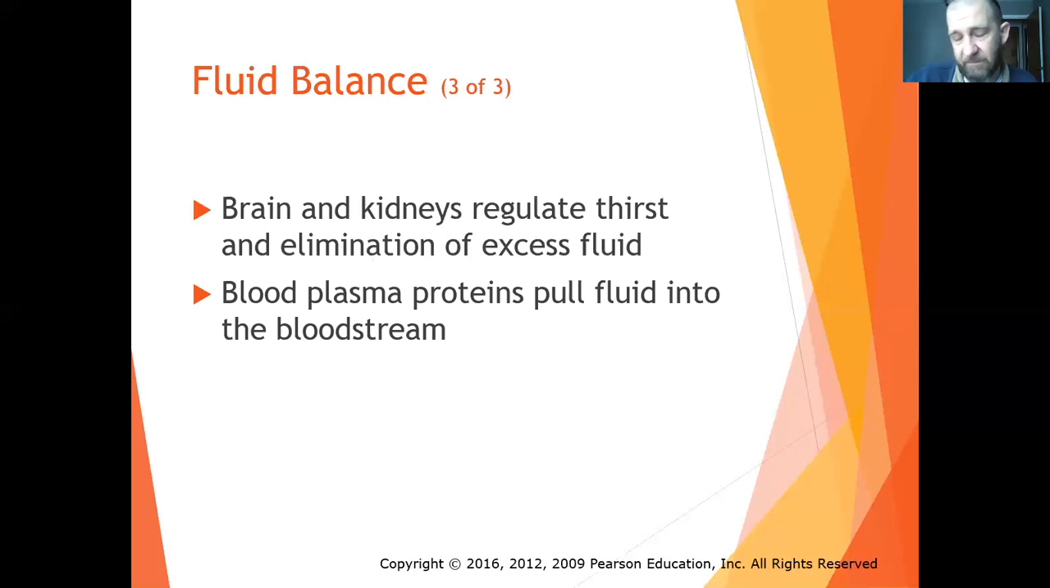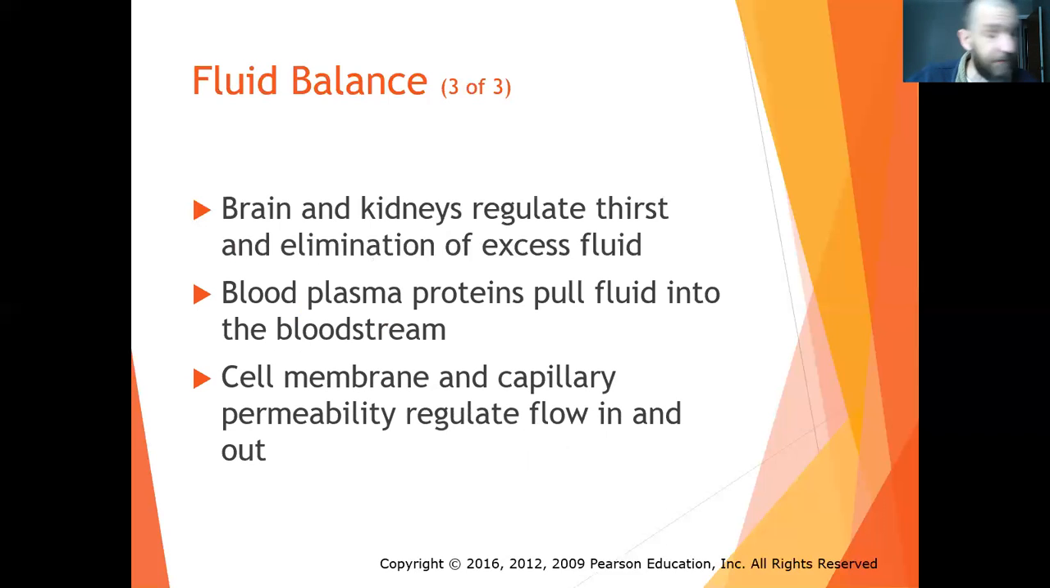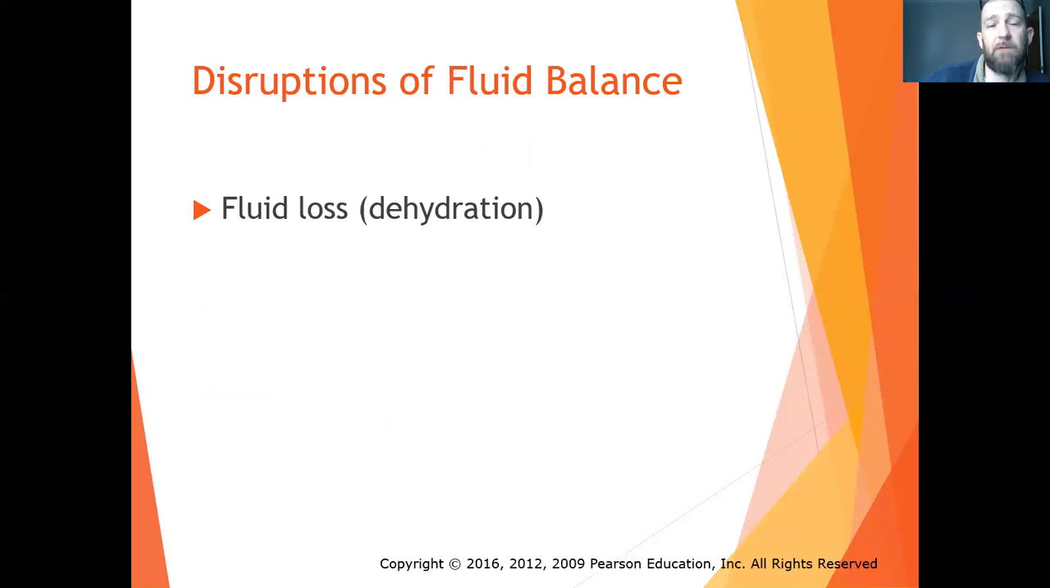So there we see the plasma oncotic pressure, and then we also have permeability. It's got to be controlled to a level where not too much fluid is leaking out of the cells or out of the capillaries. It's got to be the right amount of leakiness. Again, Goldilocks zone, just right. So we can have disruptions in the fluid balance. Obviously, if somebody's dehydrated, that's a severe disruption in the fluid balance. We like to keep it just right.